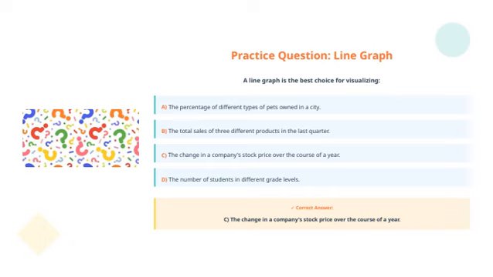So, in summary, when the goal is to visualize how a specific measure evolves over a continuous interval, like months, quarters, or years, a line graph provides the clarity and visual flow needed to grasp the story behind the numbers.